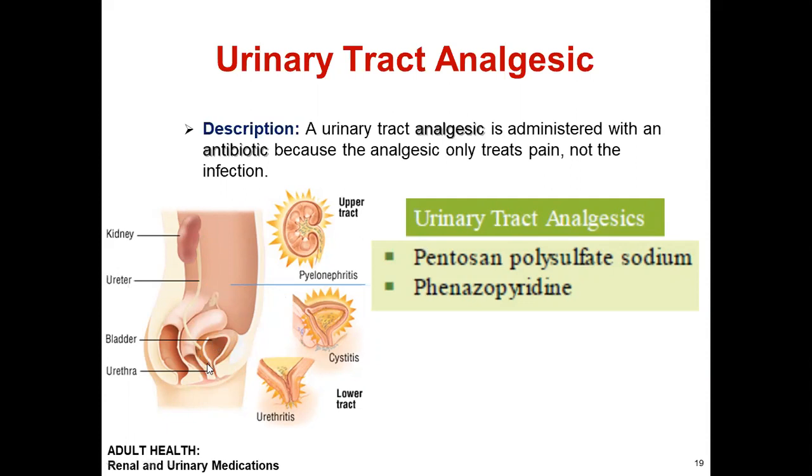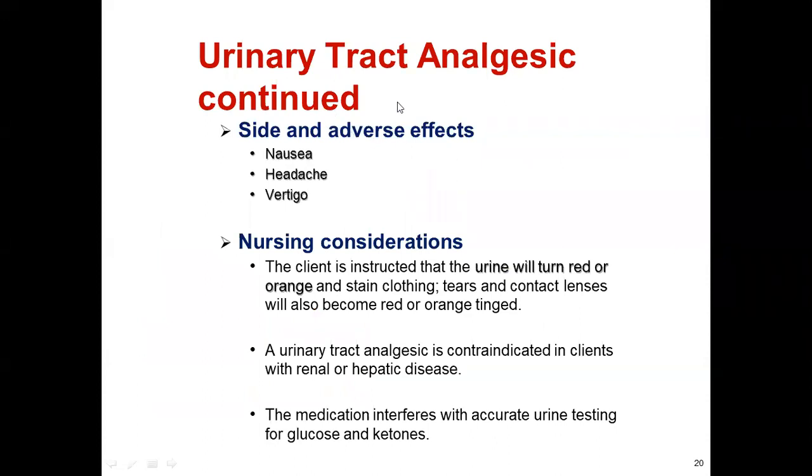So if infection occurs in the urethra, the patient develops urethritis. If infection in the urinary bladder, cystitis. If infection occurs in the urinary tract, we call it UTI, urinary tract infection. If it is not treated, the infection goes in a retrograde direction from urethra to bladder, bladder to ureter, ureter to kidney, and the patient develops pyelonephritis. So in all cases, sometimes the patient presents with pain and we give them an analgesic, right? So what are the common side effects of urinary tract analgesics? They can cause nausea, headache, and vertigo.